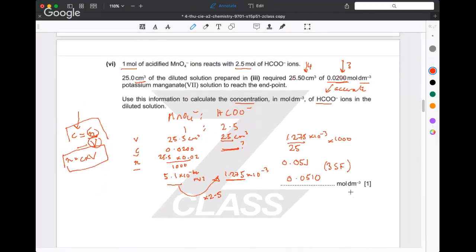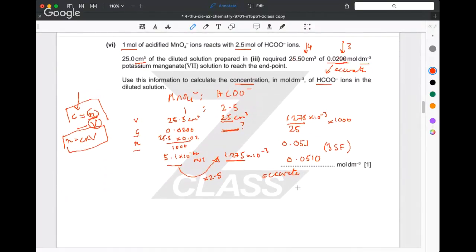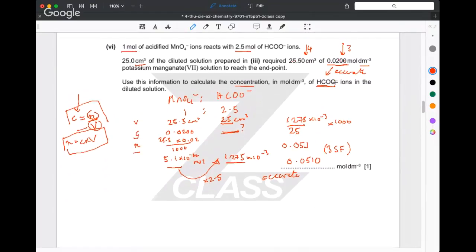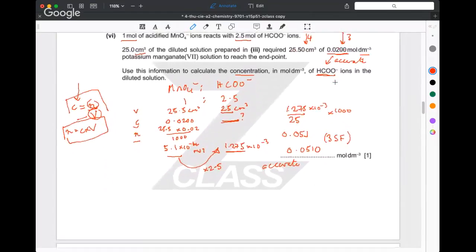Good, so now we've worked out, haven't we, we have an accurate concentration, because we started off with the approximate concentration, and all that work that we've done has helped us calculate an accurate concentration for the methanoate ions.